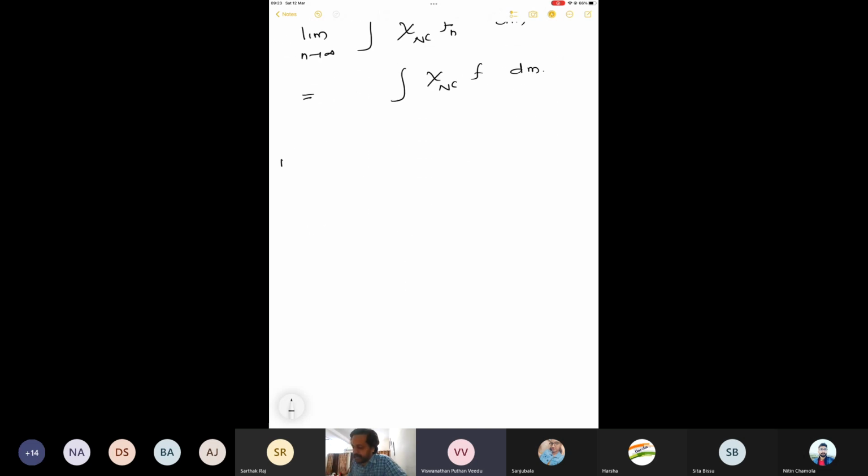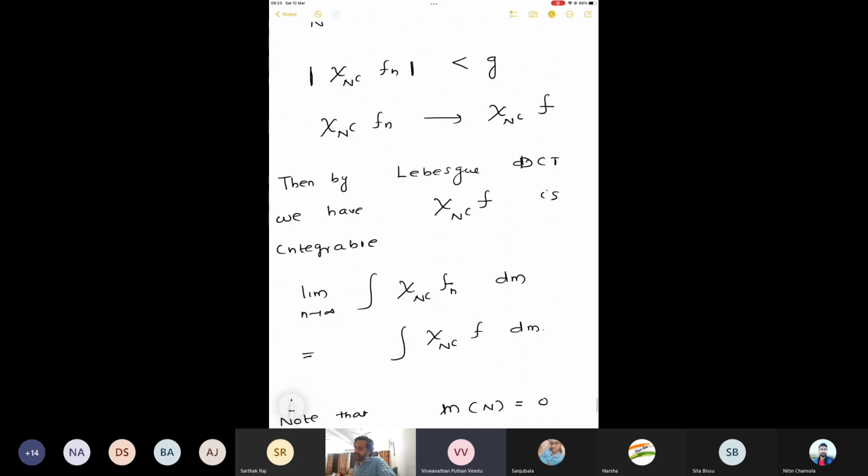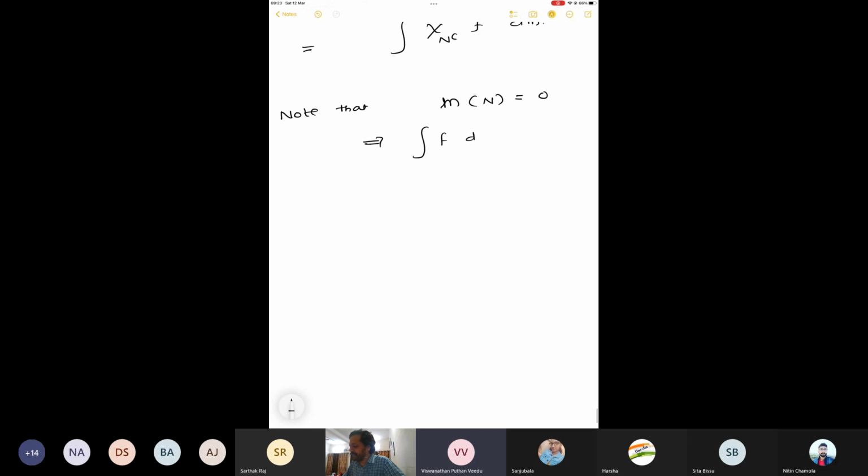Okay. Now note that the Lebesgue measure of n is 0. That implies integral of f dm on n is 0. That you can prove. I have proved this only for non-negative function, but once you have this result for non-negative function, you have it for f plus and f minus, and therefore you can prove that if measure of a set is 0, integral over that set of any integrable function f will be 0. Okay, and that will imply integral of mod f dm is less than plus infinity, and that implies f is integrable.